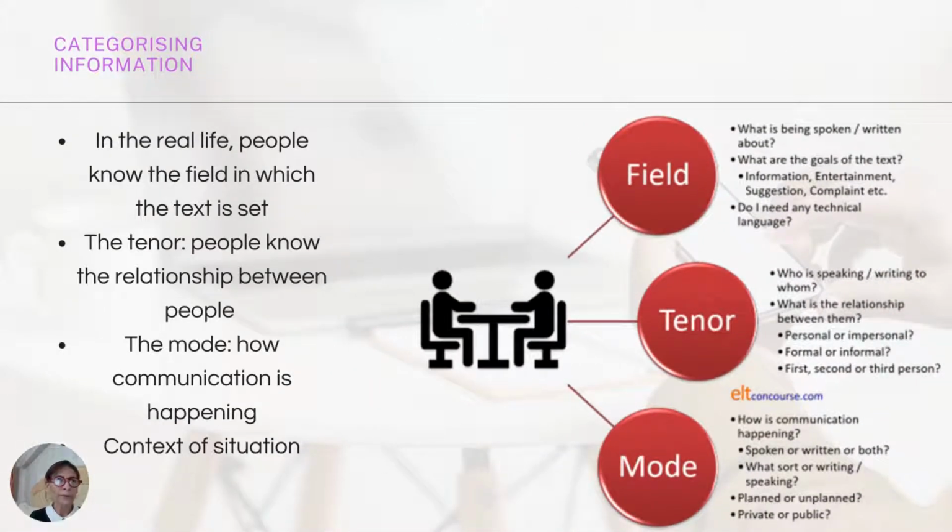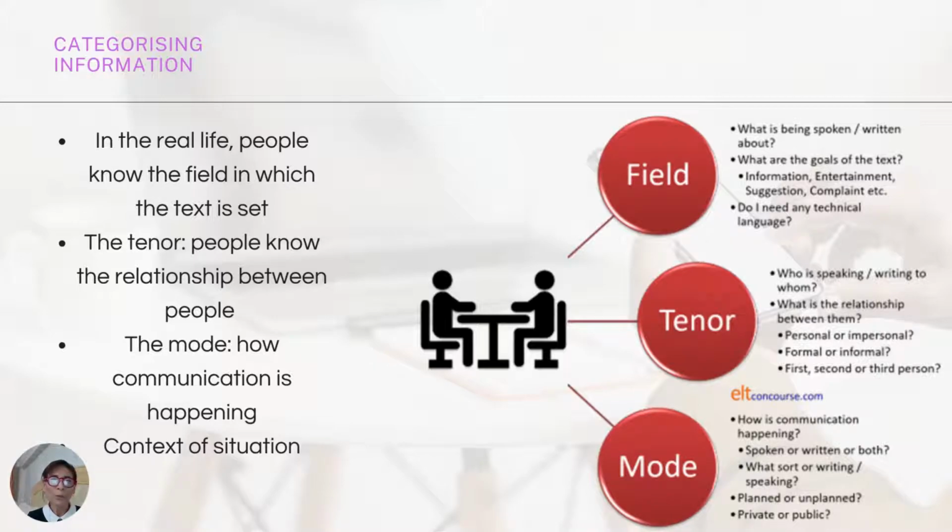Slide 12. Students have to know before they are exposed to texts. Before students need to produce a text, they need to know the information must be categorized. In the diagram, it shows three different categories. They are field, tenor, and mode. The field answers questions, for example, the goals, the topic, and the kind of language that has to be used.